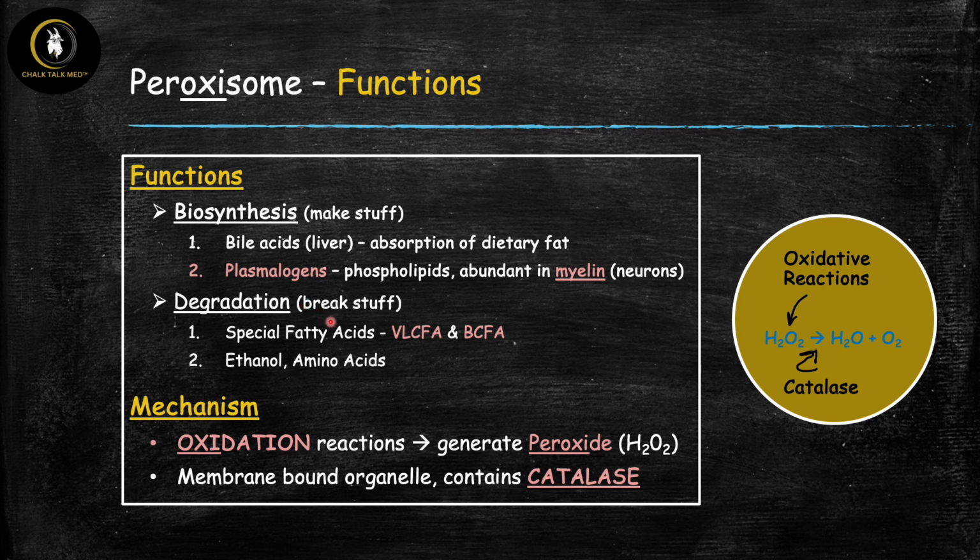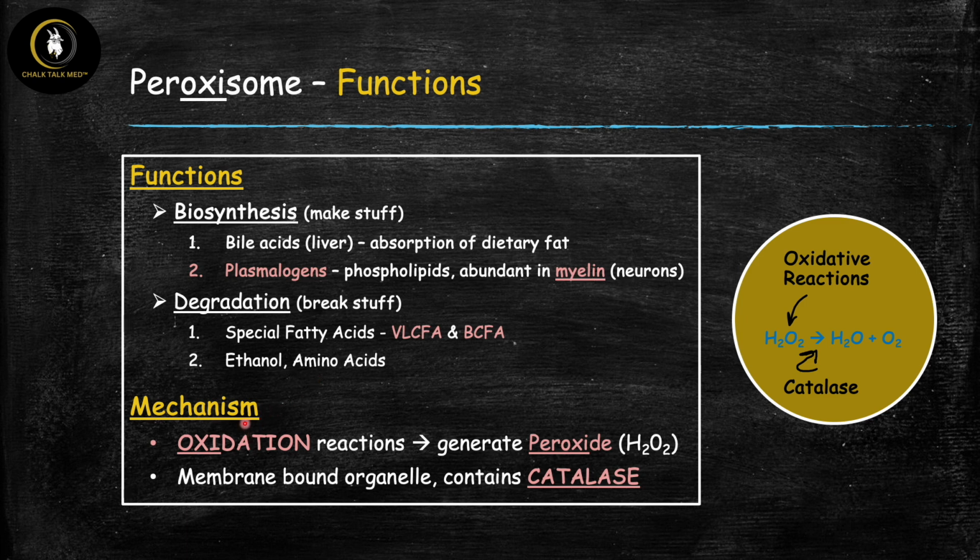So now let's talk about the breaking down stuff function of the peroxisome. And the most important thing, the main thing that they're known for breaking down is these special fatty acids, which are 2 types of them, the very long chain and the branched chain fatty acids. So the peroxisome is pretty much the only place in the cell where these 2 things are broken down. So this is their main degradation function. They also break down a little bit of ethanol and some amino acids.